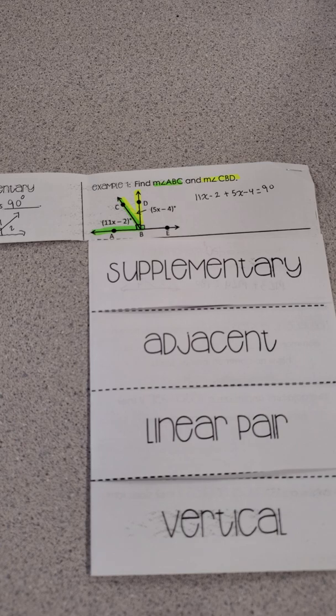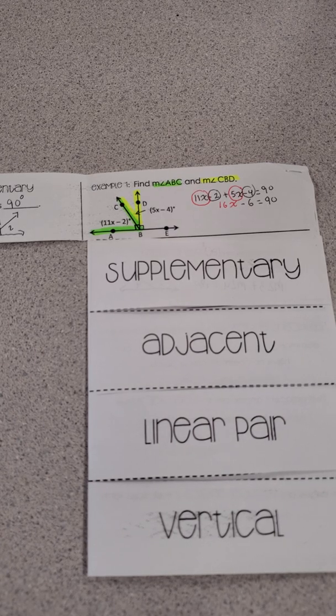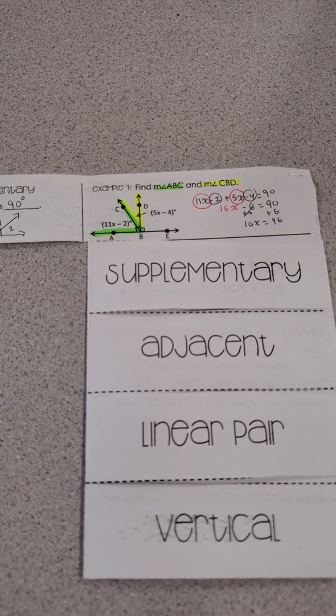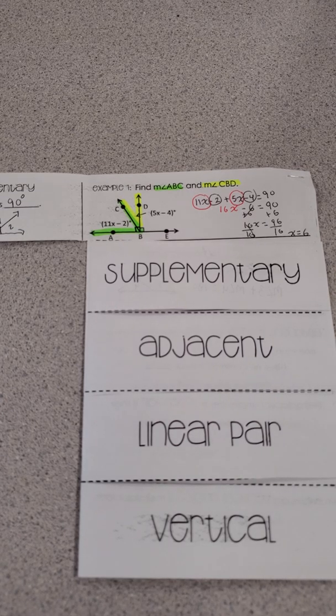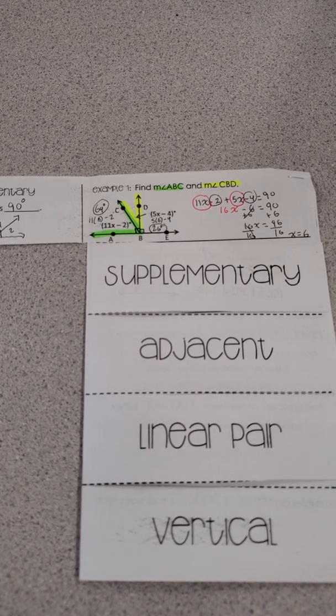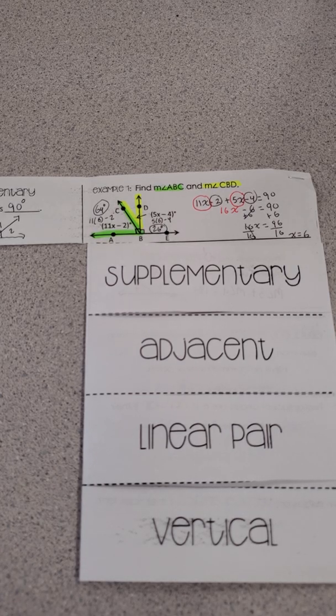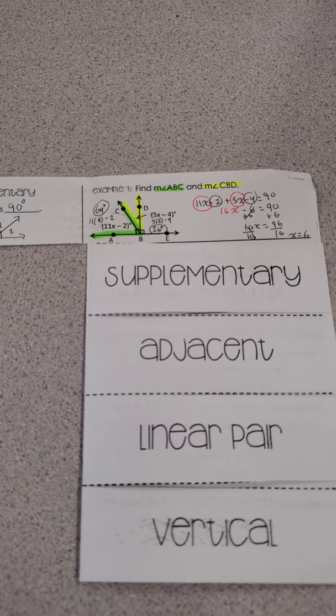So we start by combining our like terms, and we get that 16x minus 6 is equal to 90. We add 6 on both sides to get 16x equals 96, and then divide by 16 on both sides, and we get x equals 6. We have not answered the question yet because it's actually asking us to find the measure of each angle, so we have to plug in x to both 11x minus 2 and 5x minus 4. If we plug it in for 11x, we get 64 degrees, and if we plug it into 5x, we get 26 degrees. We can check our work by seeing if they add up to 90 because they're complementary, and 64 plus 26 does in fact equal 90.